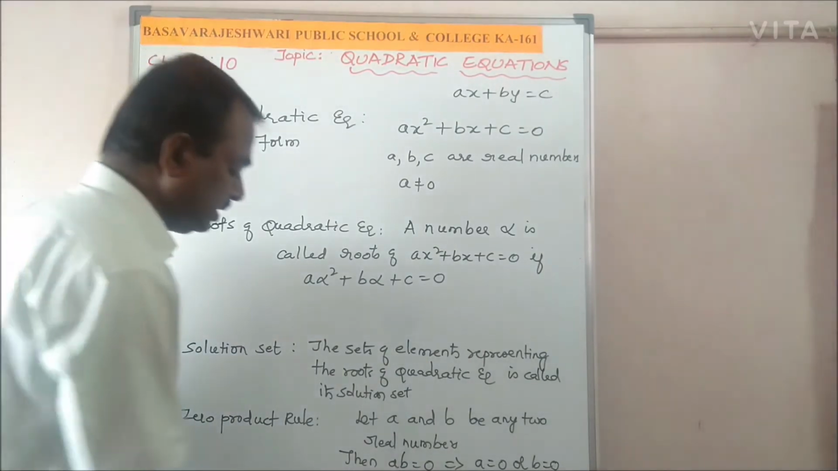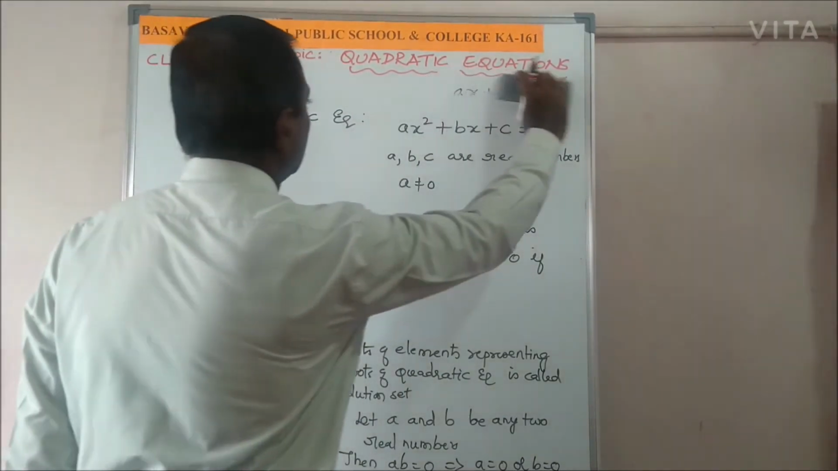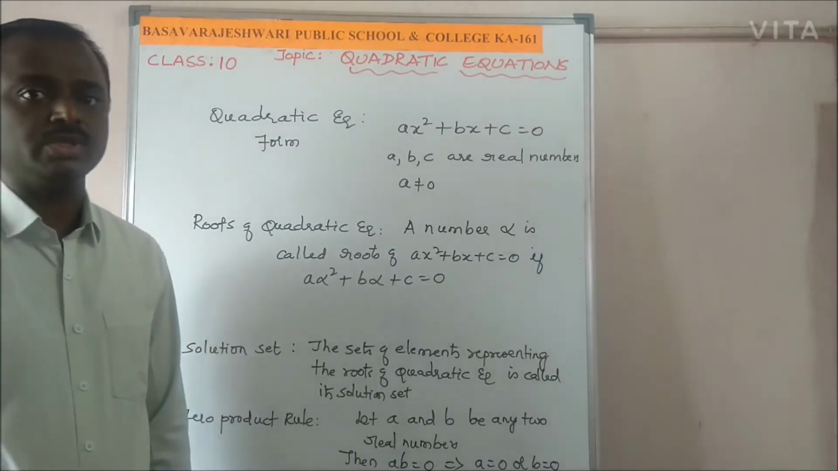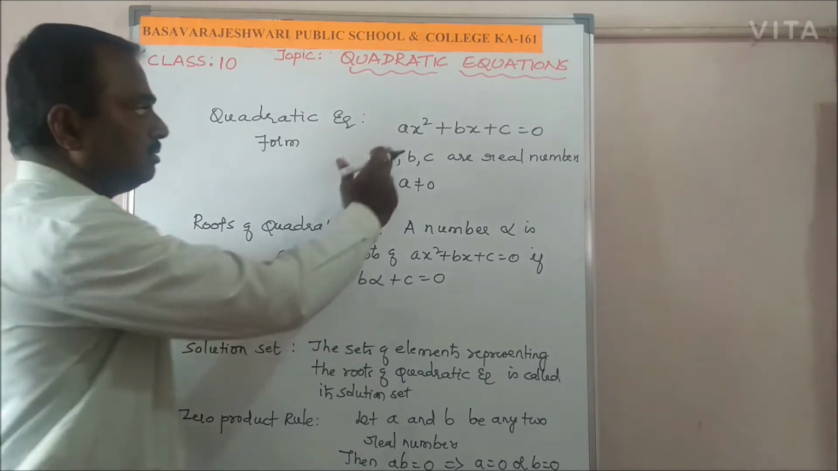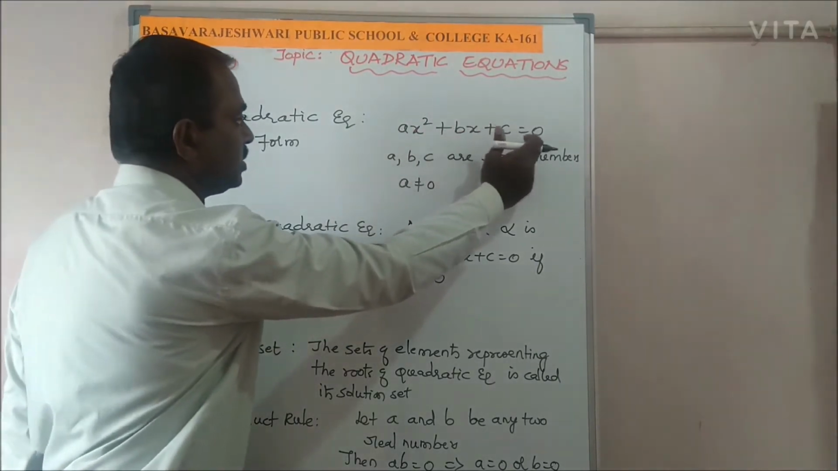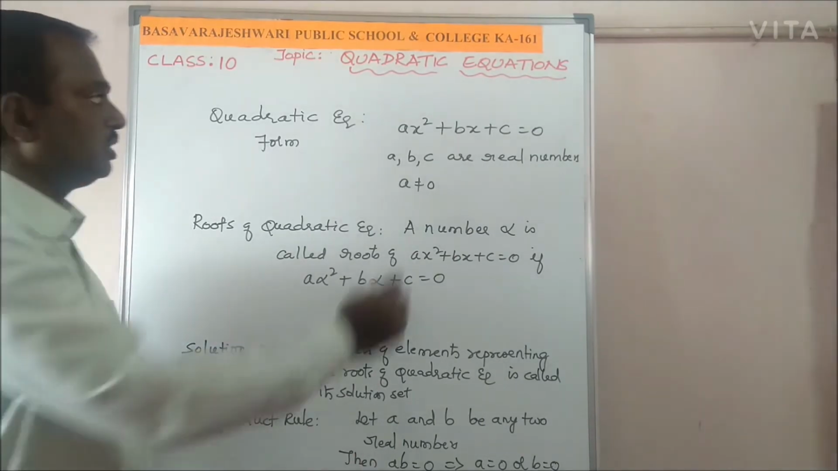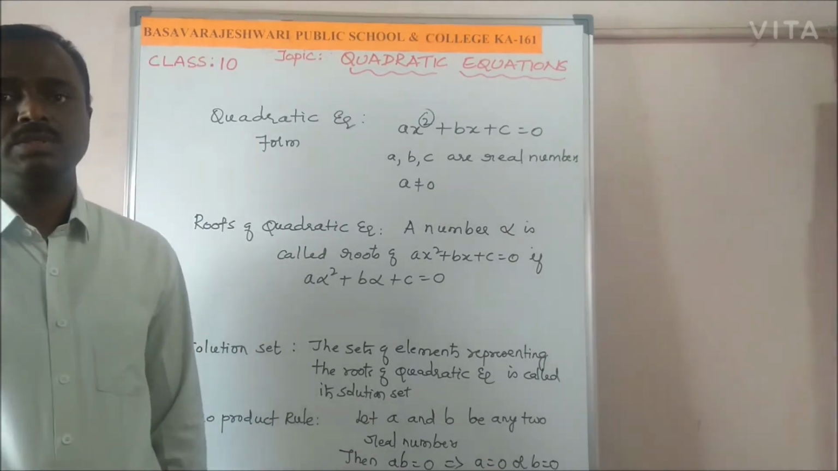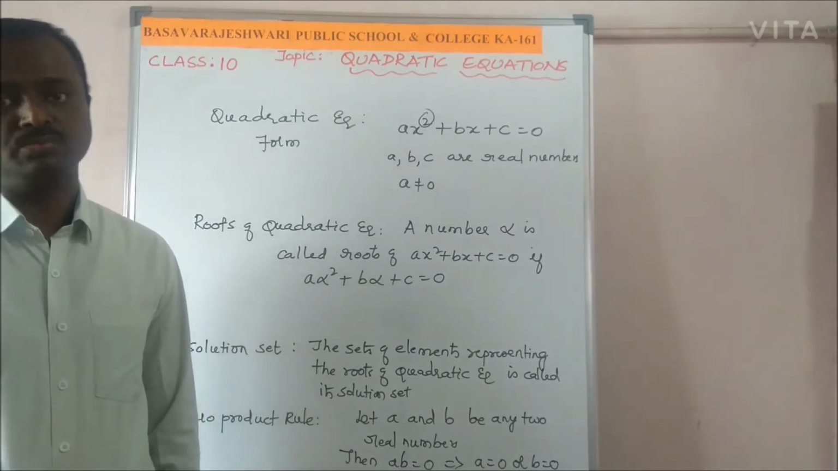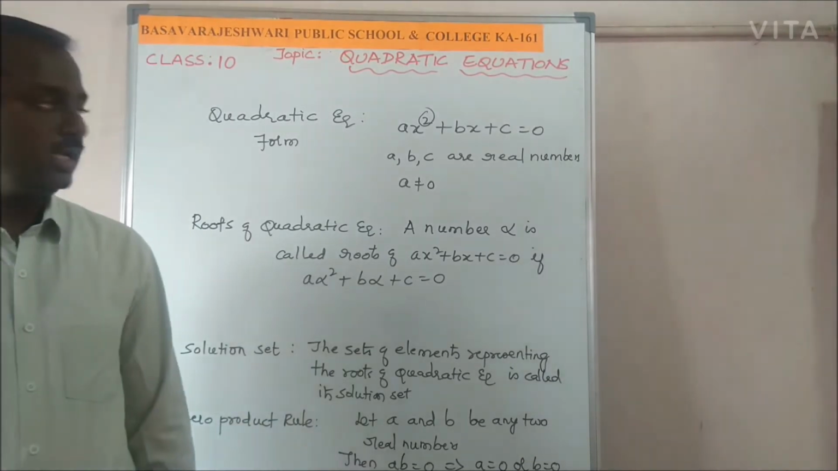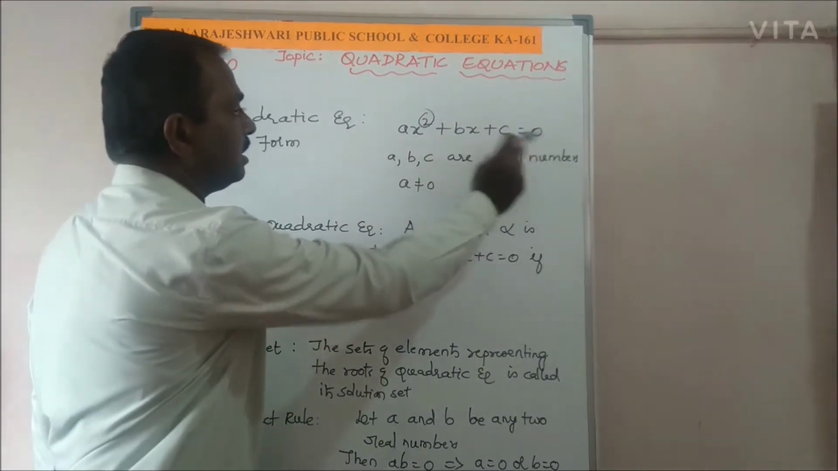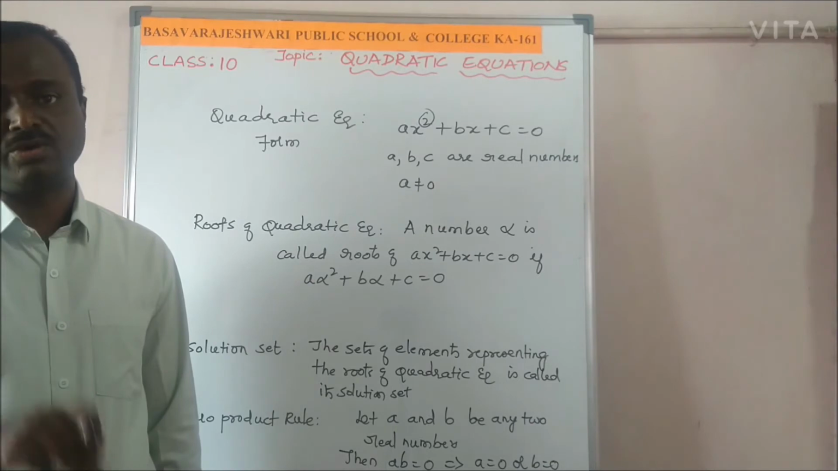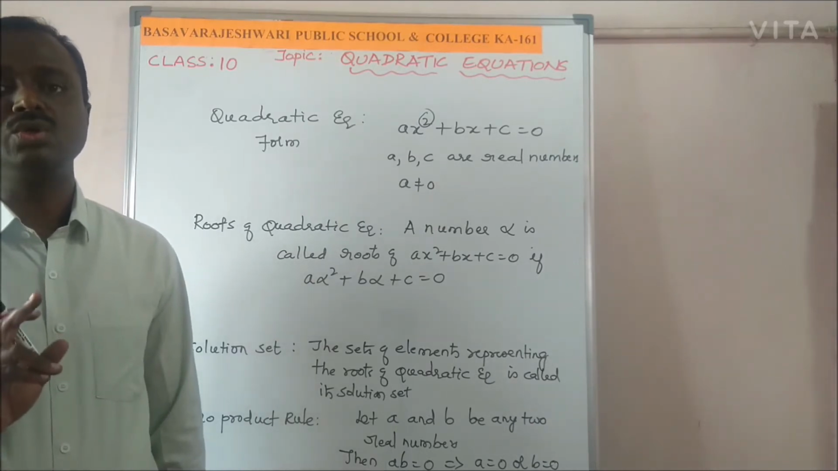But in 10th standard, we are going to learn about quadratic equations. So, what is meant by a quadratic equation? The equation of the form ax square plus bx plus c is equal to 0. Observe the power of the variable: the highest power should be equal to 2. Then only it is called a quadratic equation, where a, b, c are real numbers and a should not be equal to 0. If a is equal to 0, it becomes a linear equation again.